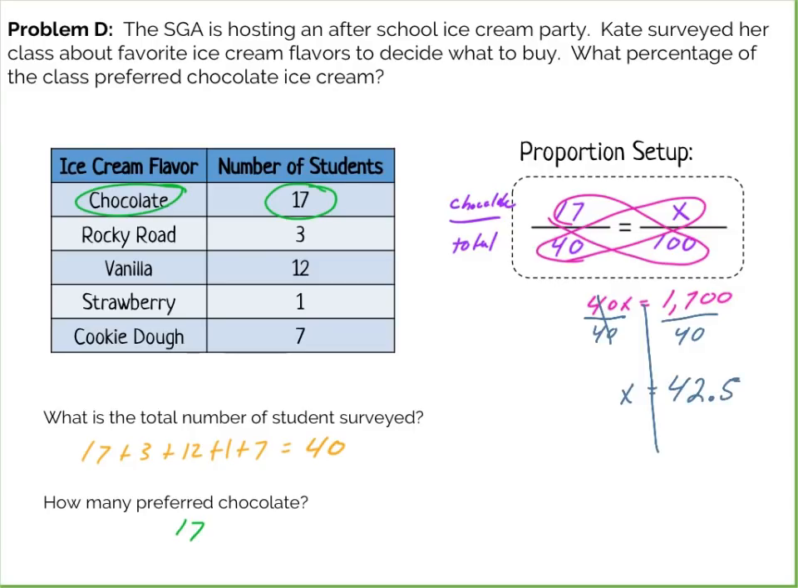But again, this is a word problem, so we need our word answer, and since the problem is asking us what percentage of the class preferred chocolate, we know that our answer is going to be in percent. So again, you can write the percent symbol. You don't have to write the word percent out.